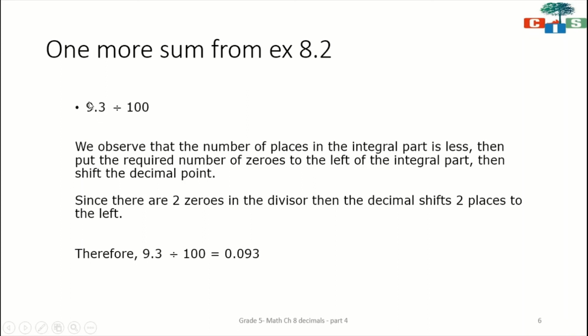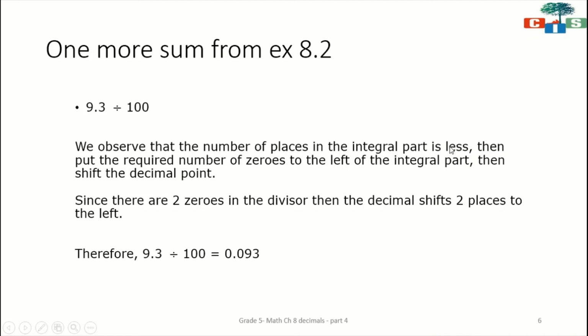So 1. Oh, but here we have only 1 digit. Okay, so what we need to do? Here we need to put 0 to the left of the 9. And then we have to shift that decimal point. So our answer will be 0.093.